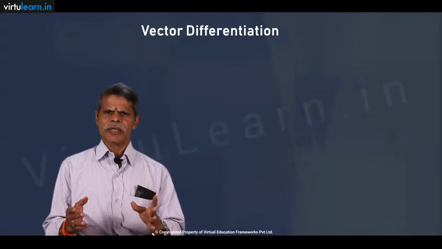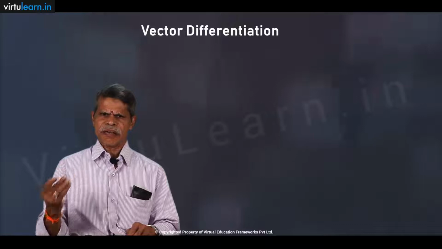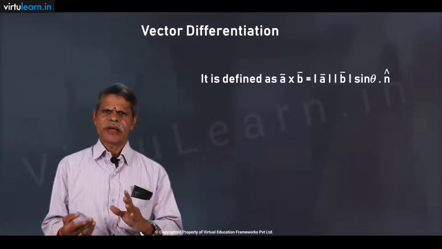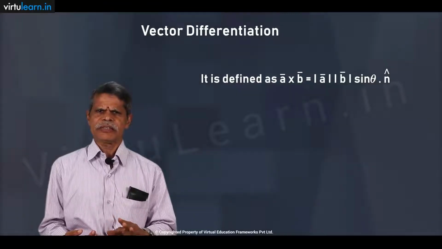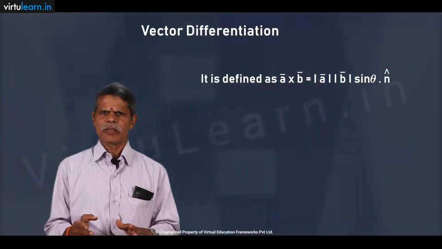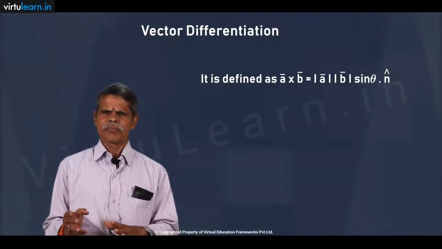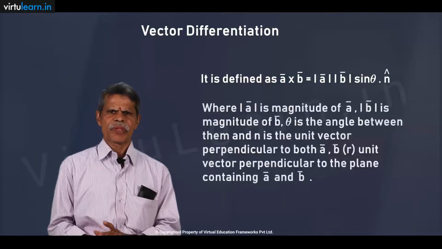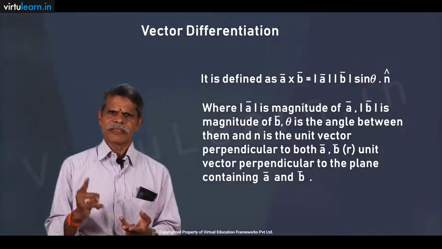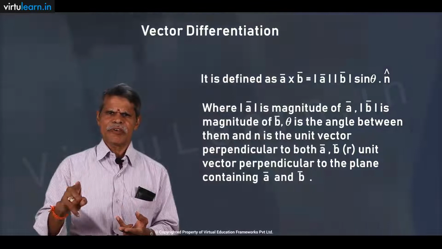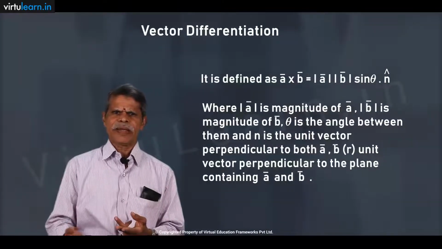Let us consider A bar and B bar. Their cross product, that means when the result is a vector quantity, is defined in two ways. A bar cross B bar is magnitude of A bar into magnitude of B bar into sin theta into n cap. What is theta here? Theta is the angle between the vectors. What is n cap? N cap is the unit vector perpendicular to the plane containing the two vectors.